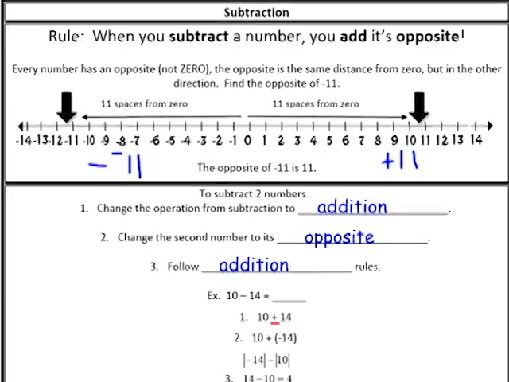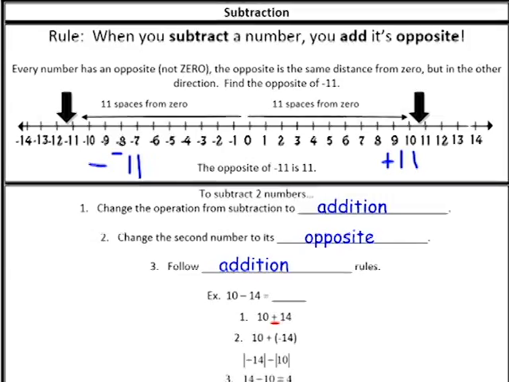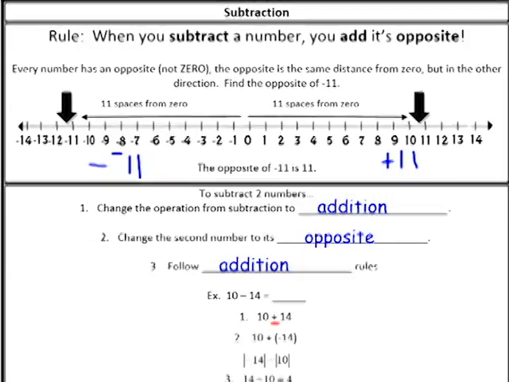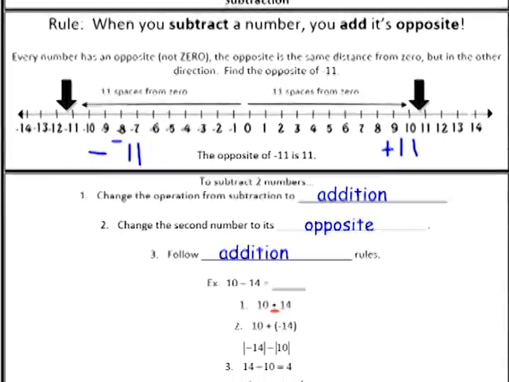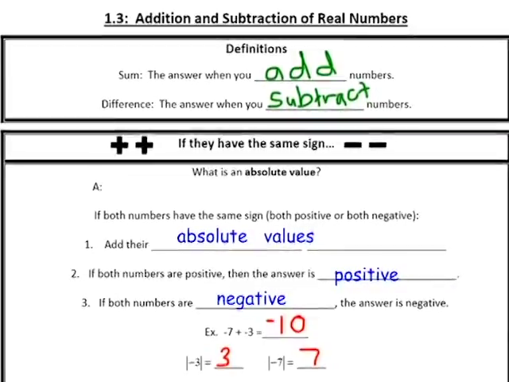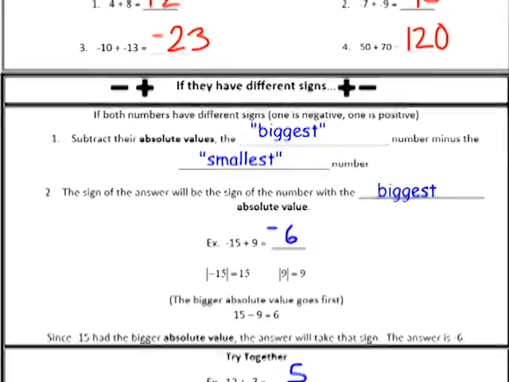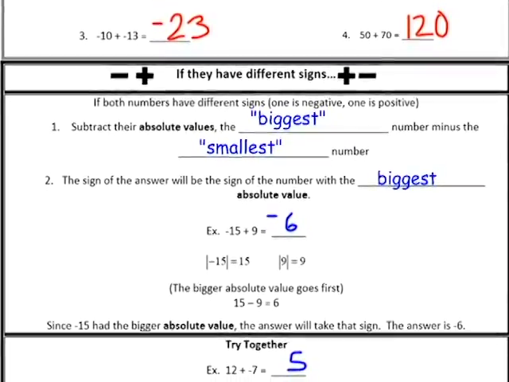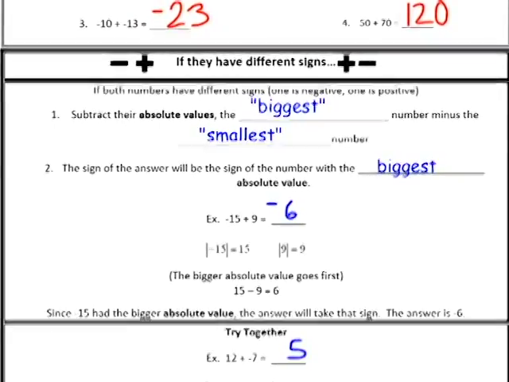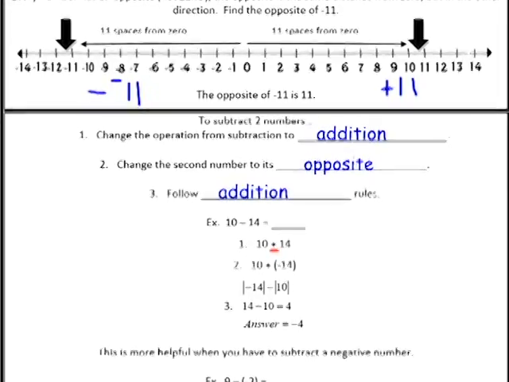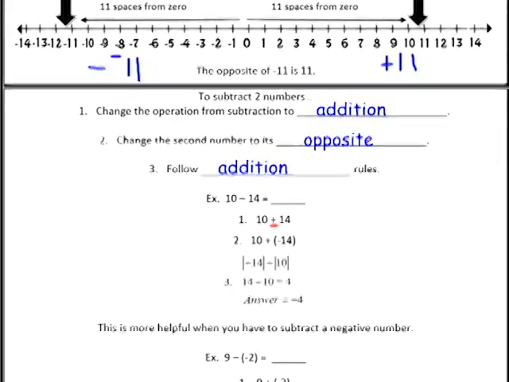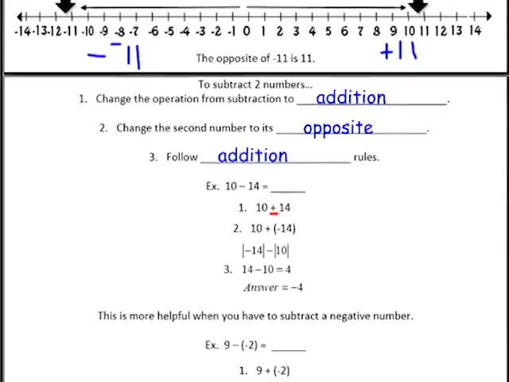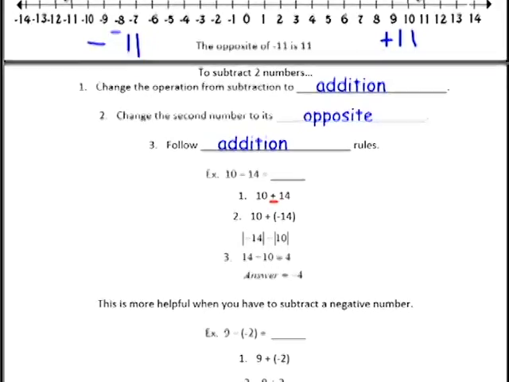Change the operation. Step 1. Change the sign. Step 2. Positive 14 became negative 14. Then, because they ended up being opposite signs, I follow my opposite sign rules. There they are. I take the biggest absolute value minus the smallest absolute value, and the sign comes from the biggest absolute value. 14 minus 10 is 4. Negative 14 gave me the bigger absolute value, so I get negative 4.